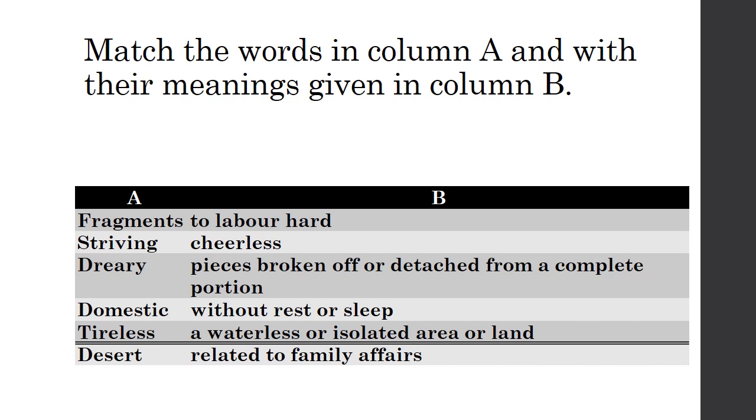Now, if you were thinking while explaining the poem, why didn't I explain to you the meanings of the words? Well, that's because it's an activity for you. You have to match the words in column A with the meanings given in column B. Column A. Words are fragments, striving, dreary, domestic, tireless, desert. Some of these words will have their exact meanings and some will be related to it. Which are the meanings given in column B?